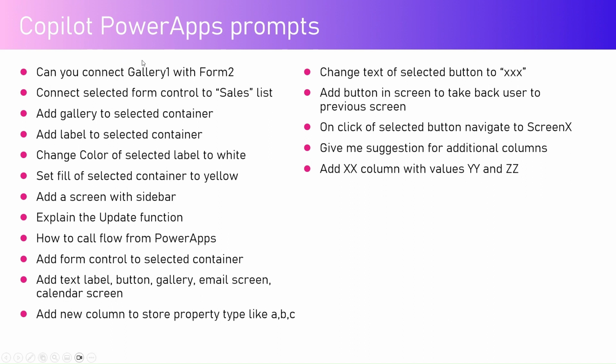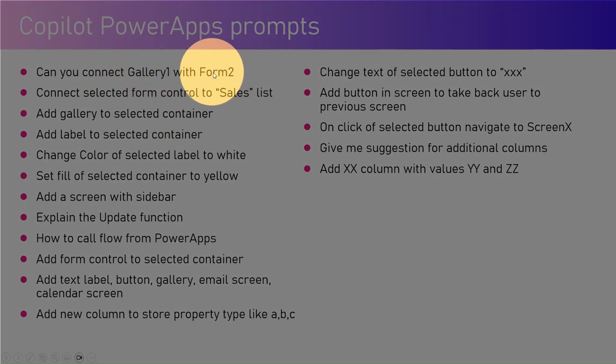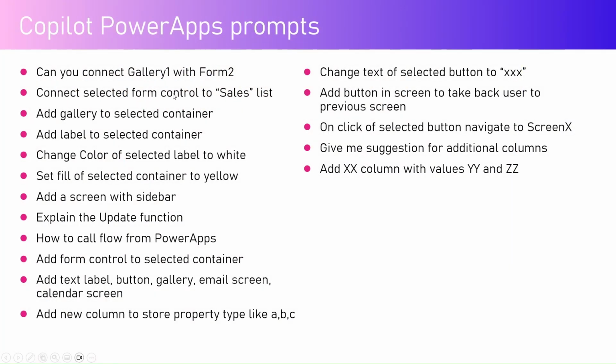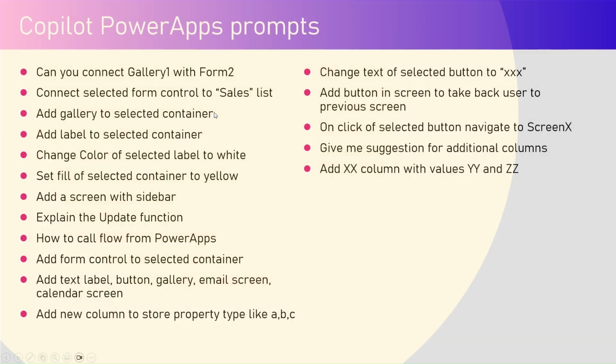So some of the prompts which you can use within Power Apps are: can you connect gallery 1 with form 2? So this gallery can be any name of the gallery, and this form can be any form which is there as a part of those Canvas app design. Now what it does is basically it attaches the gallery with that specific form. Okay, connect selected form control to sales list, or add gallery to selected container. So the third item over here, it will add a gallery control to the selected container within the Power Apps.